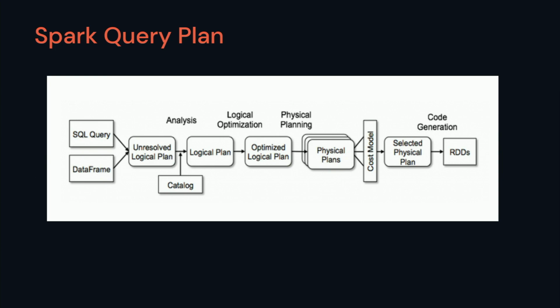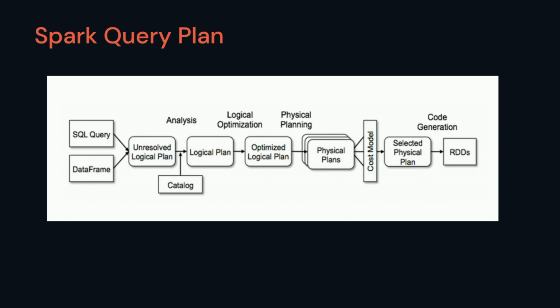The next step is physical planning. At this point, you start resolving what are the actual operators you're going to use, how much parallelism you need, and you take all kinds of factors into account here. And the result of this is a bunch of physical plans, all of which can produce the same output. But naturally, some plans are better than others. And that is the point at which cost-based optimization comes in.